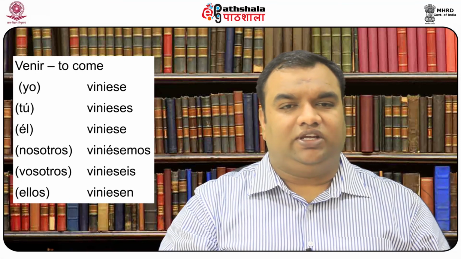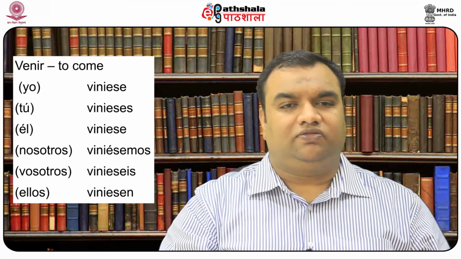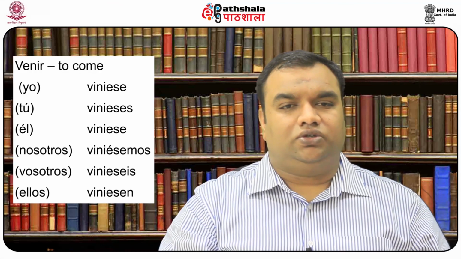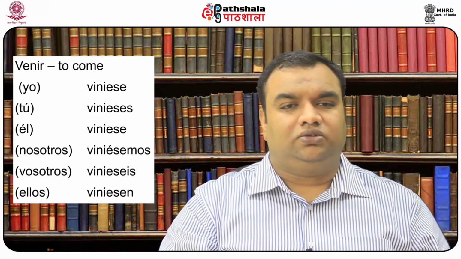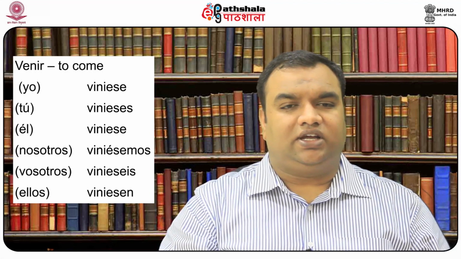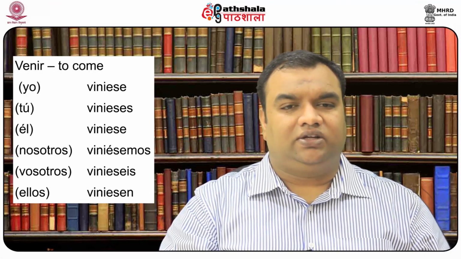The ir ending verb venir has the following imperfect subjunctive forms in the se form. Yo viniese, tú vinieses, él, ella, usted viniese, nosotros viniésemos, vosotros vinieseis, ellos, ellas, ustedes viniesen. I repeat, yo viniese, tú vinieses, él, ella, usted viniese, nosotros viniésemos, vosotros vinieseis, ellos, ellas, ustedes viniesen.